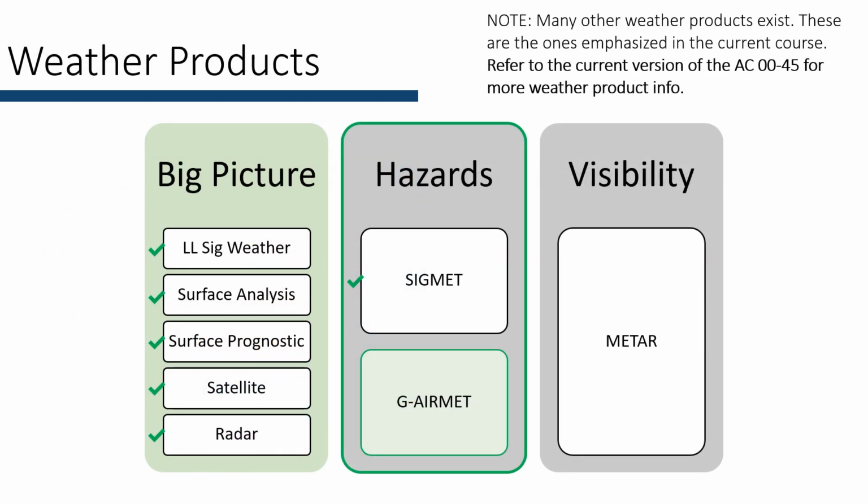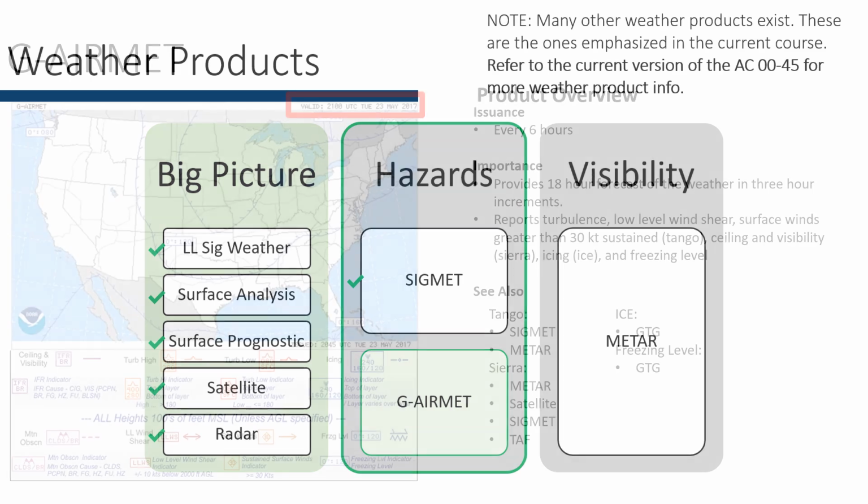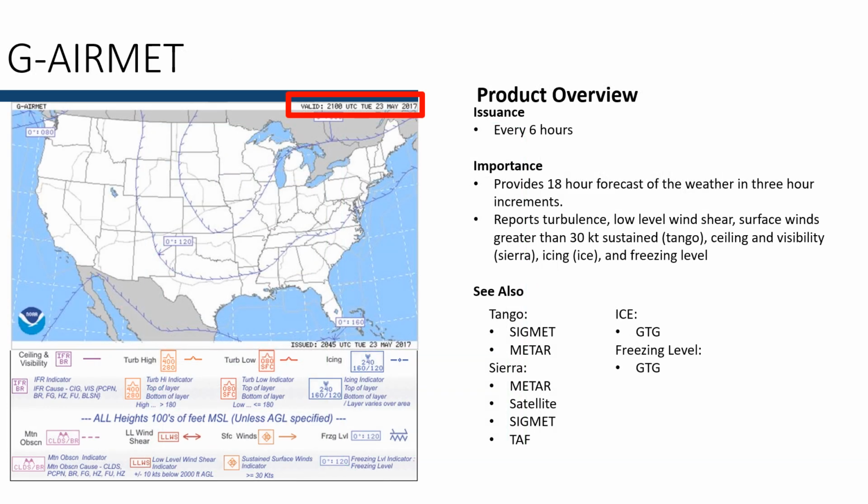Let's continue to G-AIRMETs. There are 4 primary types of G-AIRMET reports: Tango, which is turbulence; Sierra, which is ceiling and visibility; ice, which is icing; and freezing level. G-AIRMETs are issued every 6 hours. They provide an 18-hour forecast in 3-hour increments of the weather.